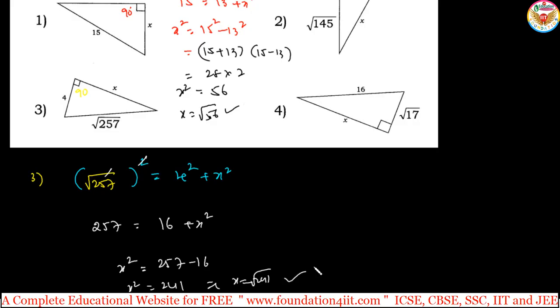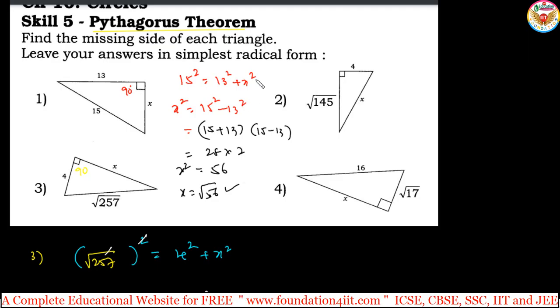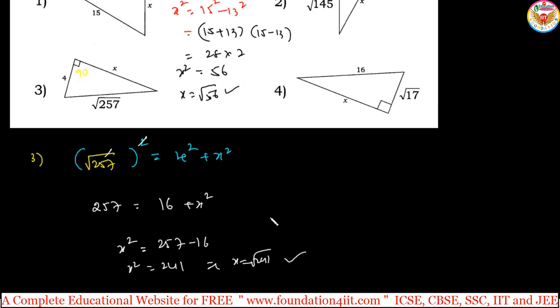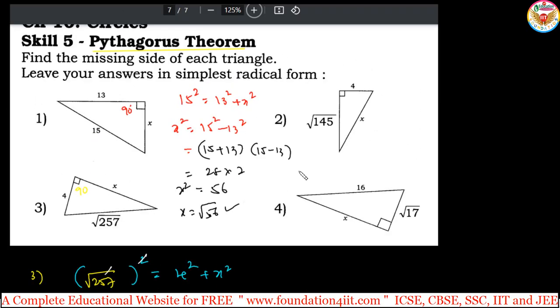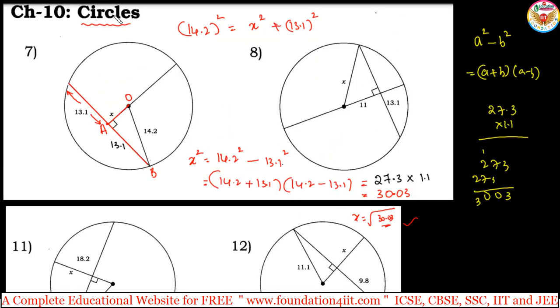So these are all the irrational numbers you can simplify, and you have to find the answer in the simplest radical form. If it is possible to simplify, that is the answer. So the main things are the Pythagoras theorem concept, the properties of the arc, and again the properties of circles. So these are all the basic skills you need to practice from the worksheets to improve in this chapter.